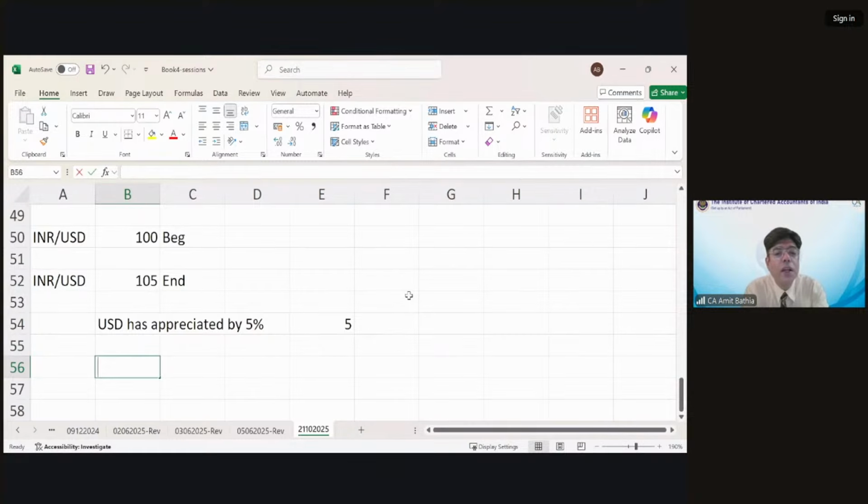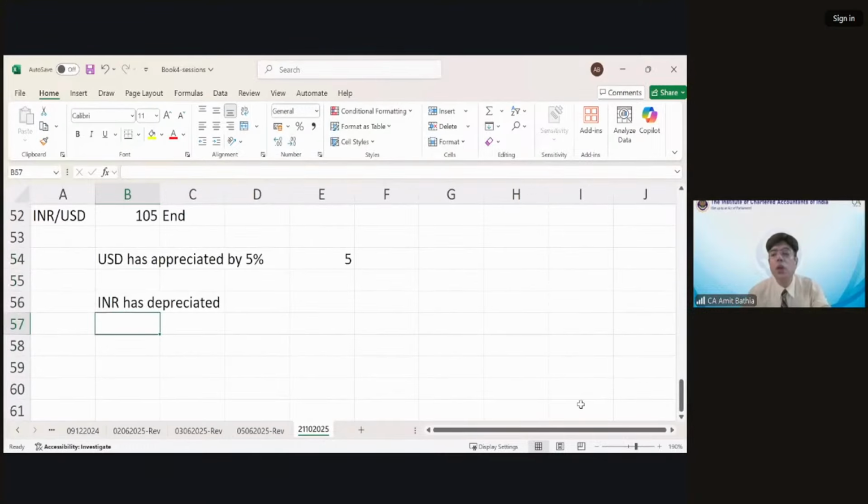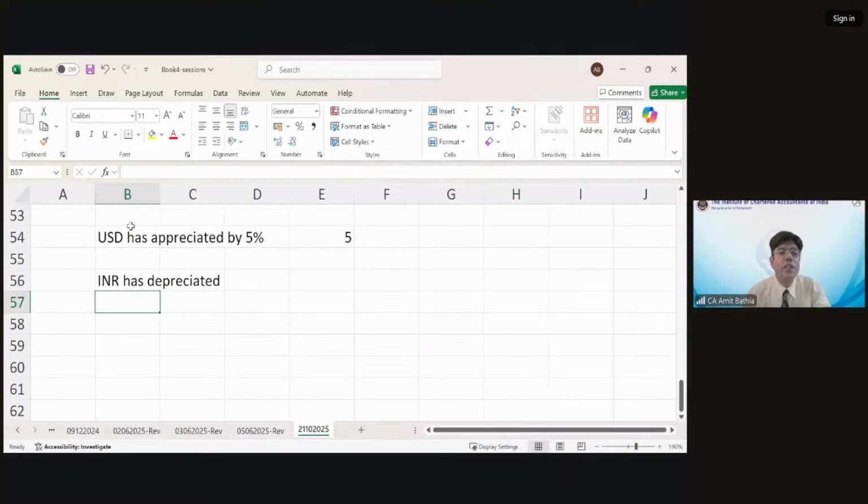So INR has depreciated. Now remember here you have the numbers available to you, 100 and 105. But what if these numbers are not available to you? The only thing which is mentioned is that USD has appreciated by 5%. And now calculate INR has depreciated by how much percentage? So how would you calculate that?